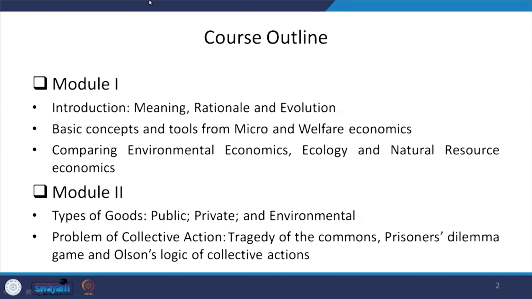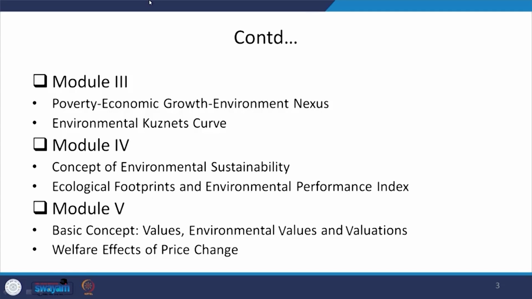Second module deals with the different types of public and private goods and environmental goods. Actually, environmental goods are mostly non-rival and non-excludable goods. So, we will discuss in detail what are these different kinds of goods and services related to environment. Then problem of collective actions like tragedy of commons, prisoner's dilemma, games, Olson's logic of collective action will also be discussed in the second module.